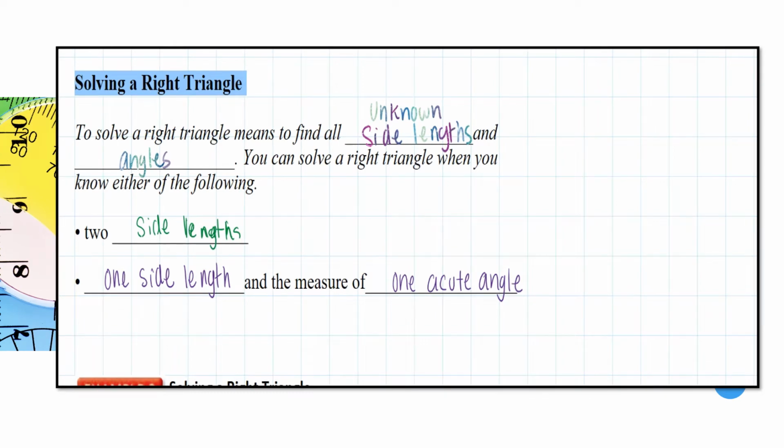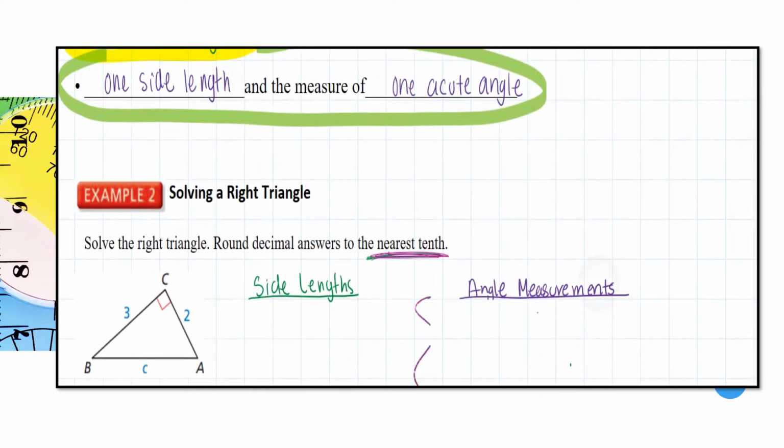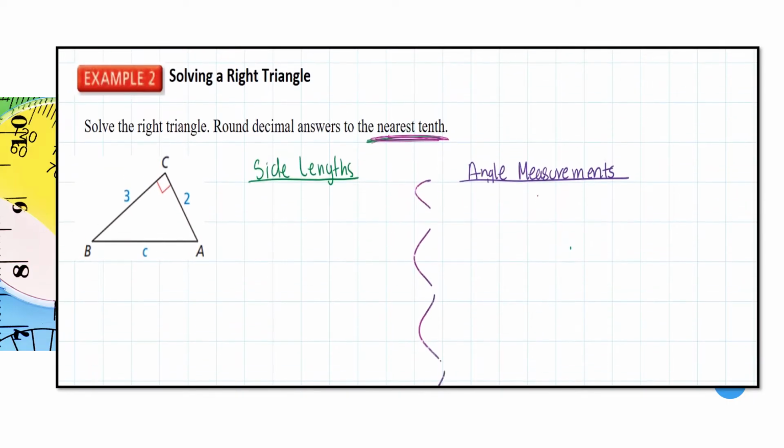Let's go ahead and take an example of a problem that's asking us to solve for a right triangle. What that means is we want to find all the missing or unknown side lengths and also the measurement of all the unknown angles. In order for us to do that, we have to make sure that those two conditions are true. Since we know the length of two of the sides, we're able to find what that third side is.